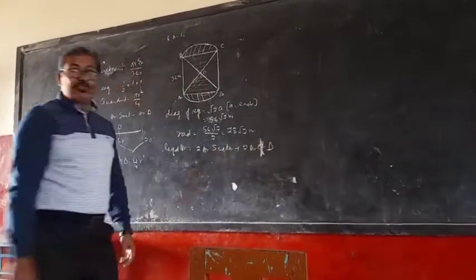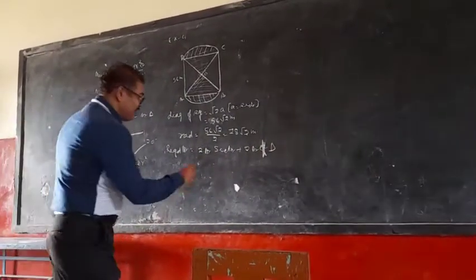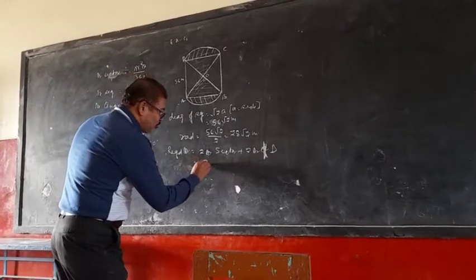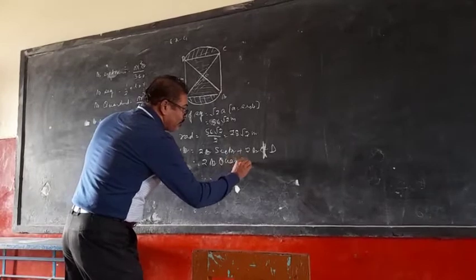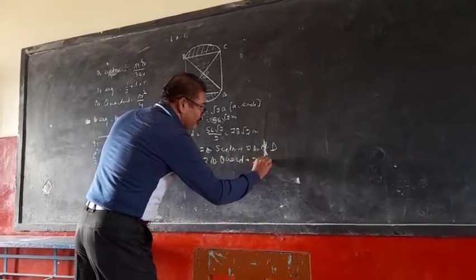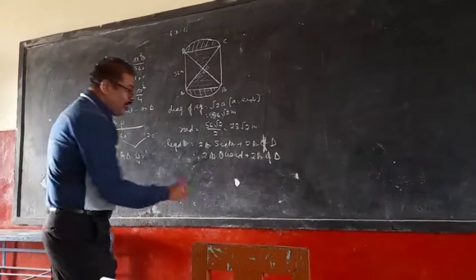And this sector is what? Is a quadrant. And that is equal to 2 into area of quadrant plus 2 into area of triangles. What is the formula of area of quadrant?